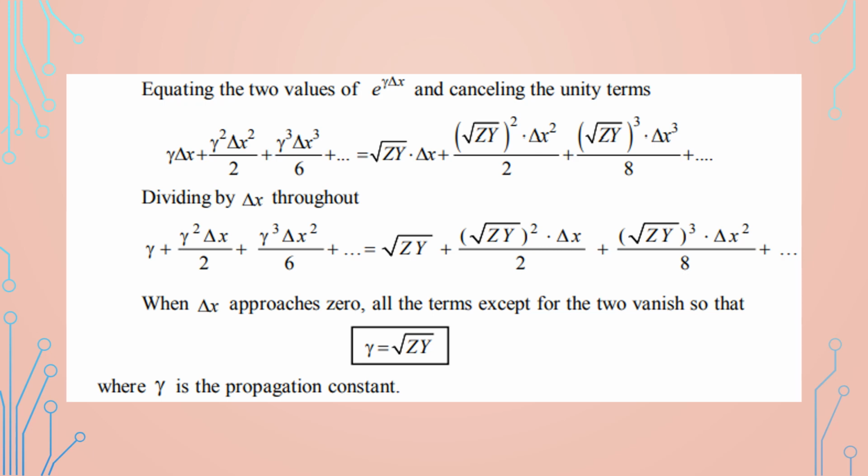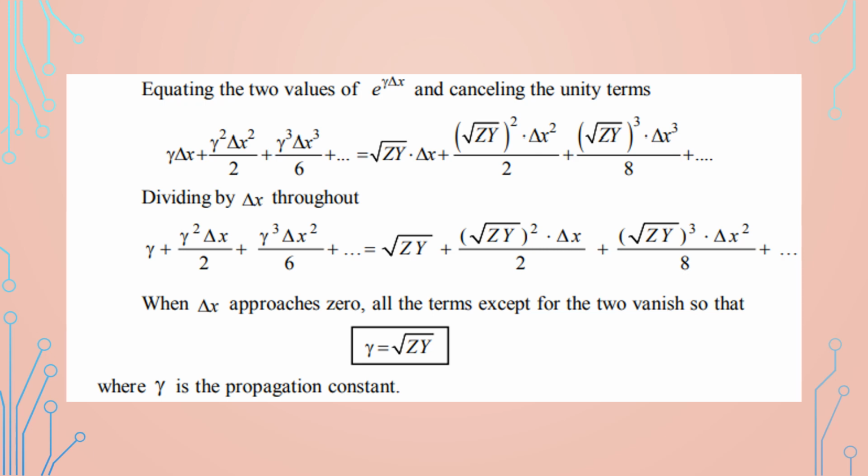Now what is the next step I am doing? Dividing throughout by del x. So when I divide throughout by del x, I get gamma plus gamma square del x by 2 plus gamma cube del x square by 6 plus so on, equal to square root of zy plus square root of zy the whole square into del x by 2 plus square root of zy the whole cube into del x square by 8. Once again, if I use the approximation del x approaches 0, I get gamma is equal to square root of zy, where z is equal to r plus j omega l and y is equal to g plus j omega c. And this gamma is the propagation constant.